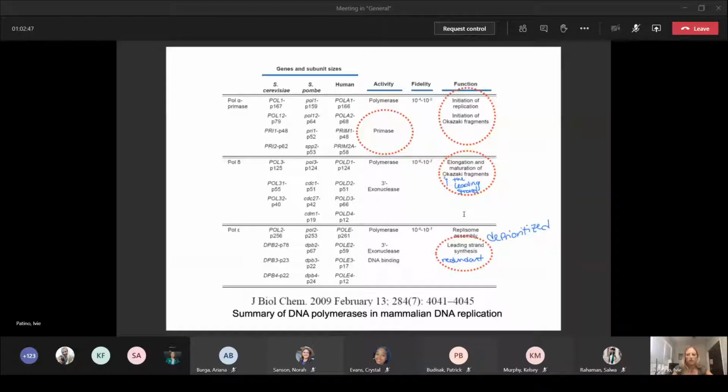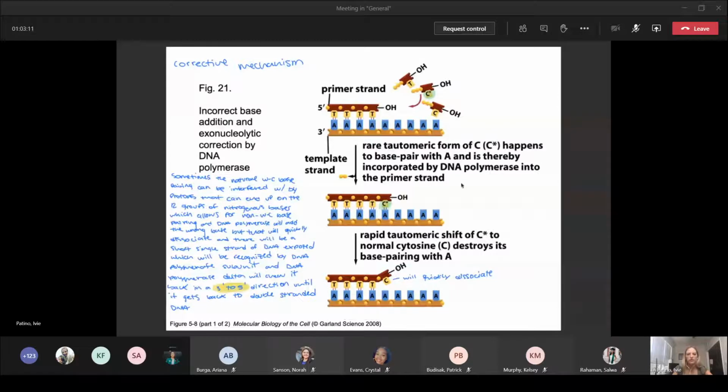Here we can also see that it's not circled on this slide. It'll be on the next 2 or 3 slides: the 3' exonuclease activity. Polymerase delta and polymerase epsilon have this 3' exonuclease activity, whereas polymerase alpha doesn't. And he goes into what that means here. It's a corrective mechanism, and it's done by delta and epsilon, as stated on the previous slide.